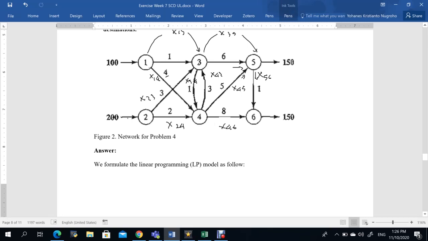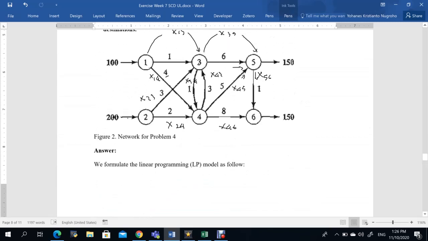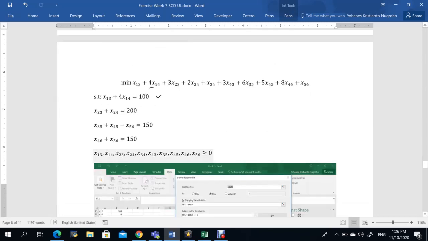And let's see, yeah, x35 minus, and also from node number 6 we have a demand of 150 by receiving products or units of production from nodes 5 and 4, right? So x46 plus x56 equal to 150, because there is no inventory at this node number 6.